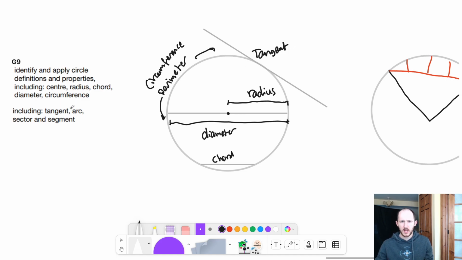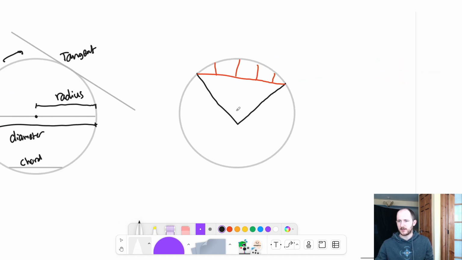For the last couple, arc, sector and segment, I've done a fantastic drawing here. An arc is just a fraction of the perimeter of a circle. So it's a fraction of the circumference. So when you have a sector, the arc is just the curved part of the perimeter. A sector is basically a pizza slice, okay? So this whole thing here is a sector.